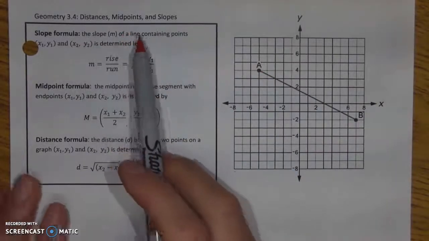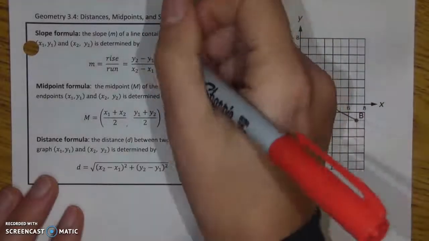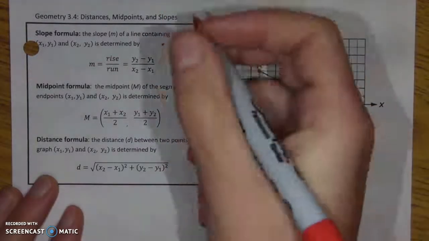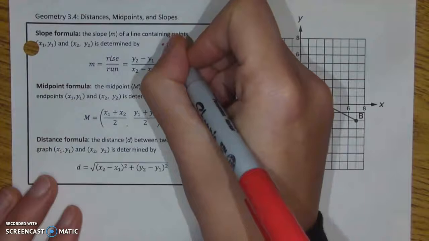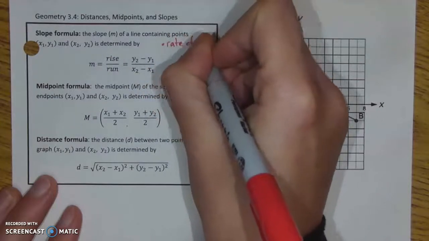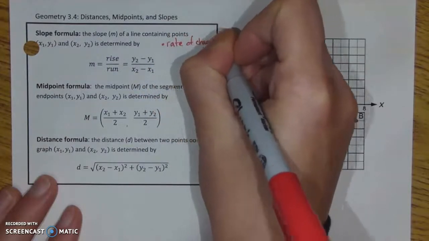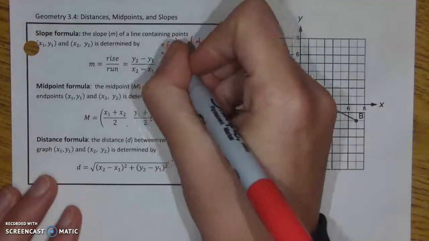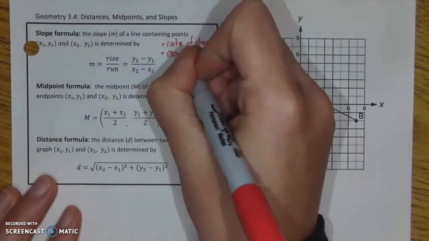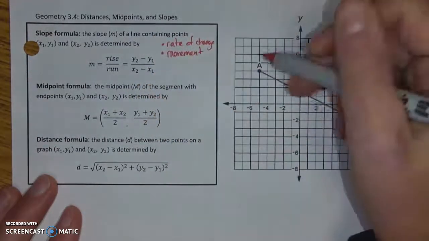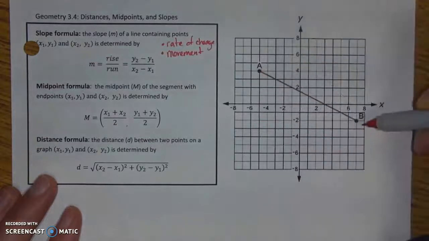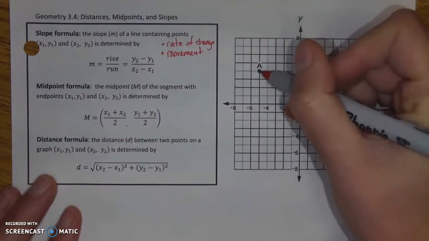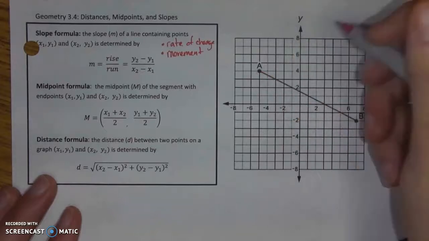its slope. This might be a review, and that's totally fine, because the reason why we're reviewing it is it's a really important concept. The slope tells you the rate of change. In other words, how quick or how slow it's going somewhere. And it also tells you its movement. What that means is it's telling us how to get from point A to point B, quite literally. It's going to tell us the horizontal and the vertical movement that we take.